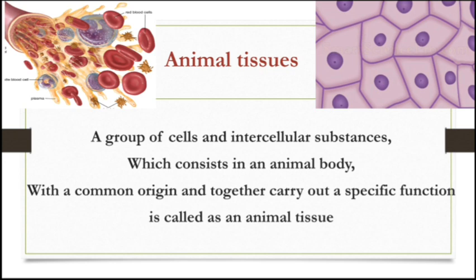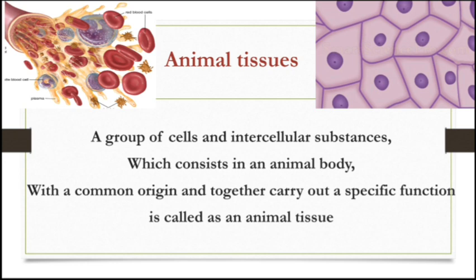So, let's understand this definition: a group of cells and intercellular substances. I'll give an example in the left hand corner of this slide: the blood tissue. Blood tissue is a kind of tissue in the human body, the animal's body. So, a group of cells. What are the cells in blood tissue? Red blood cells and white blood cells are the cell types of animal blood. Then intercellular substances: blood plasma is included as the intercellular substance.